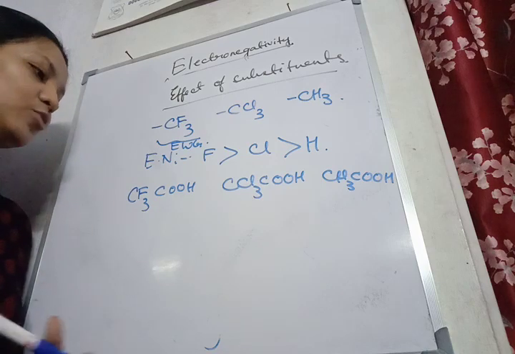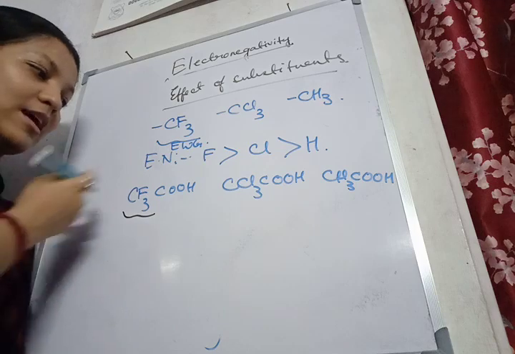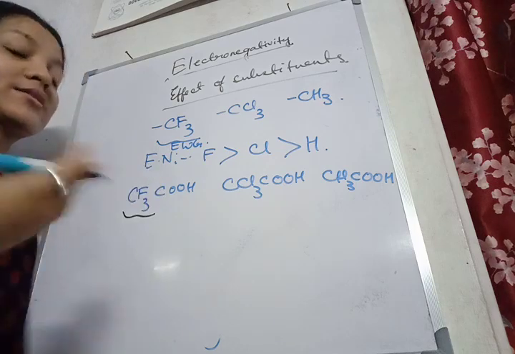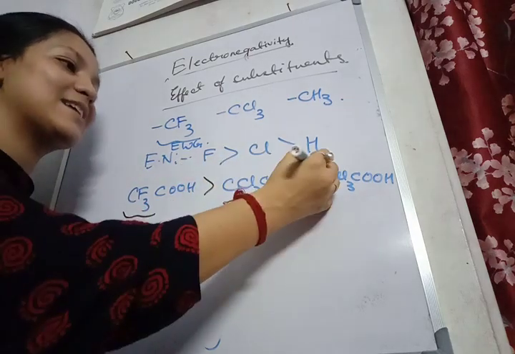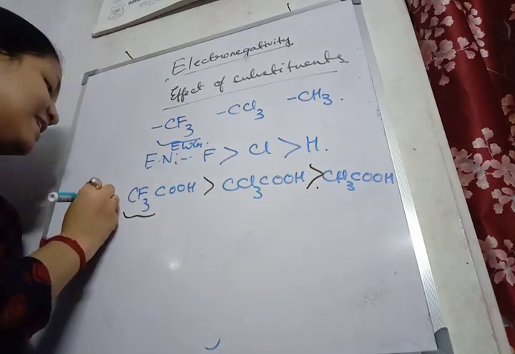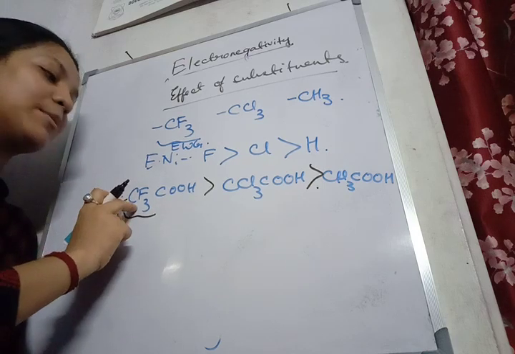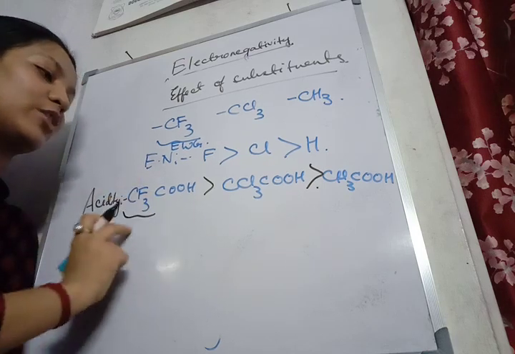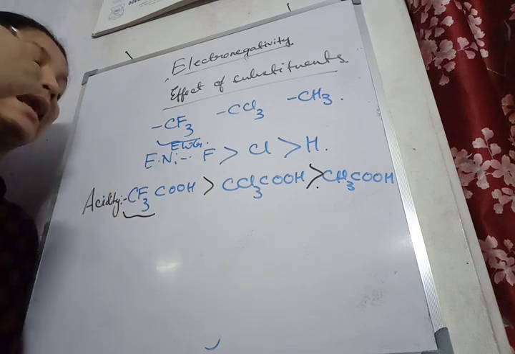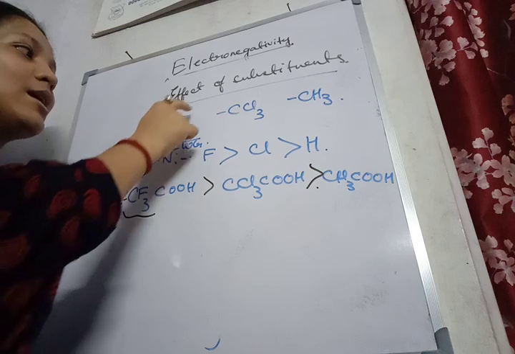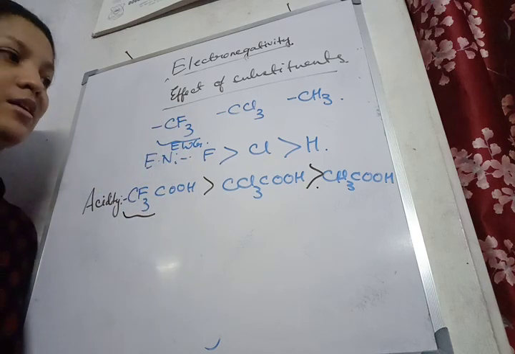We know that the CF3 group is a highly electron withdrawing group. So it will pull the electrons and help in the liberation of H+ faster compared to these two compounds, right? So this will be my acidity order. This acidity order is proportional to the electronegativity order. Fluorine has maximum electronegativity, that's why it is electron withdrawing. It is actually the electronegativity of the fluorine atom that makes CF3 act as an electron withdrawing group. So that's what I wanted to explain here.